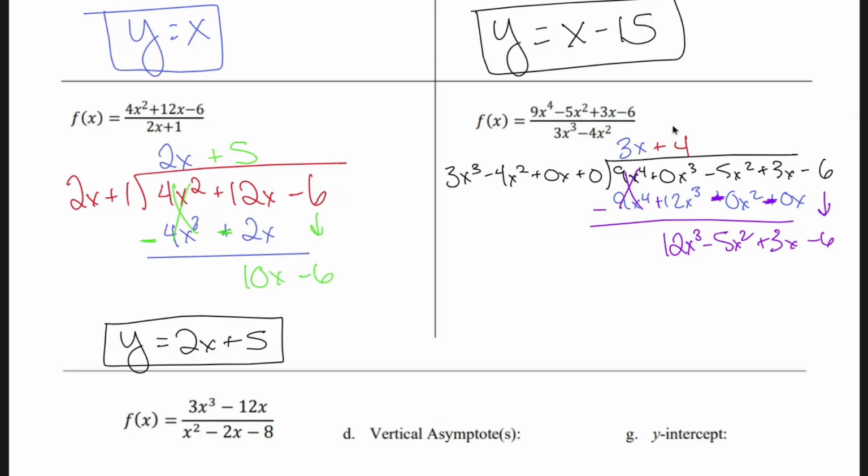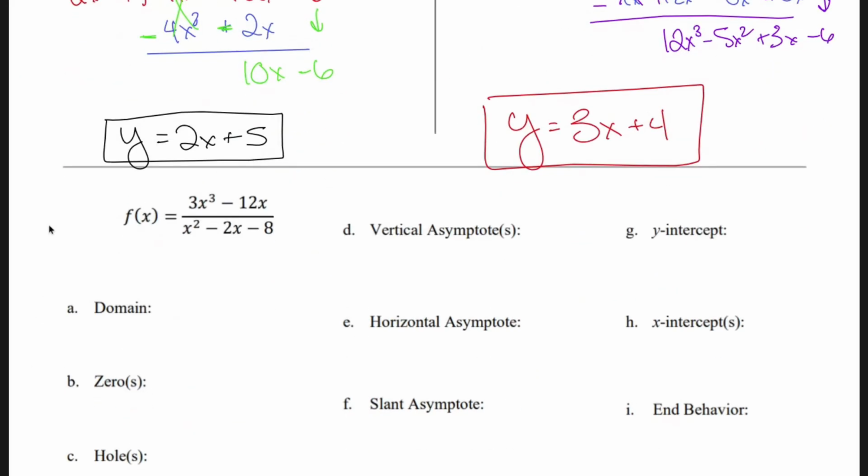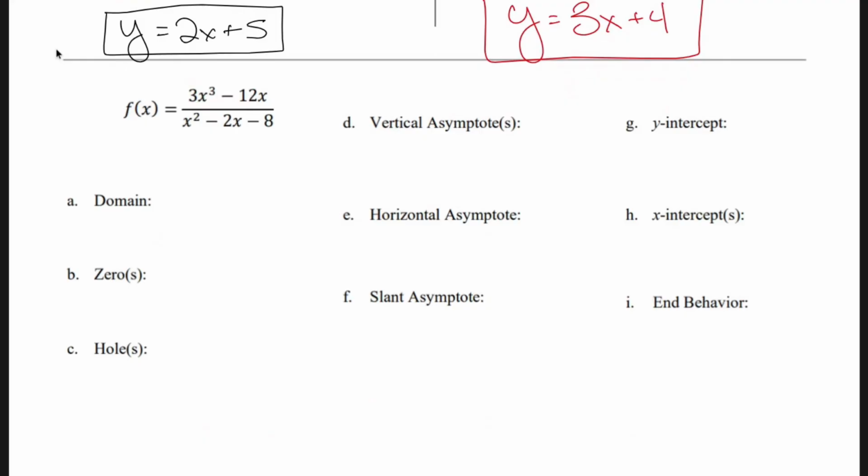Stop. We now have y equals mx plus b form. Y equals 3x plus 4 is going to be our slant asymptote. Ugh. Pretty crazy stuff. I told you this wouldn't be fun. At least I'm having a great time.